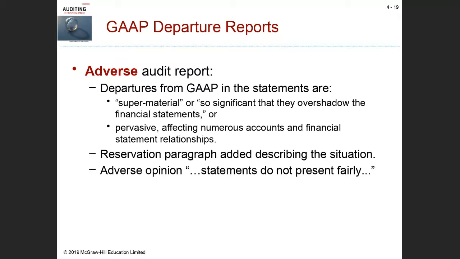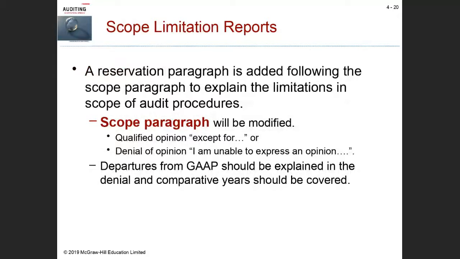So all of these departures from GAAP are super material, right? Or they're so significant when taken together, they overshadow the financial statements themselves. It means it's pervasive, right? Numerous accounts are affected, financial statement ratios are affected. So in total, we're going to say the financial statements do not present fairly, because so many numbers would have to change, a financial statements being produced which is really of no use. So the auditors state the financial statements do not present fairly.